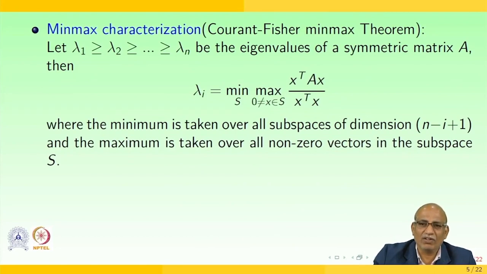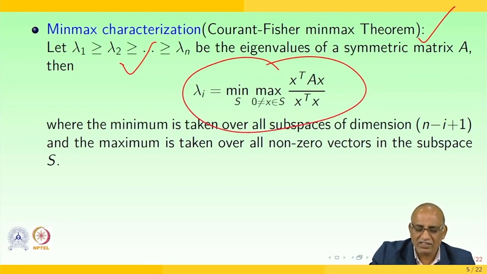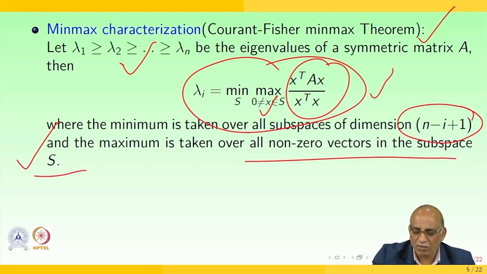To do that, there is what we call the minimax characterization, which we also call the Courant-Fisher minimax theorem. Let lambda 1 greater than or equal to lambda 2 greater than or equal to lambda 3, etc., be the eigenvalues of a symmetric matrix. Then lambda i is equal to the minimum over S of the maximum over x not equal to 0 in S of x transpose Ax upon x transpose x. The minimum is taken over all subspaces S of dimension n minus i plus 1, and the maximum is taken over all non-zero vectors in the subspace S. This is what is called the minimax characterization. It is very useful in order to find the eigenvalues of a matrix.